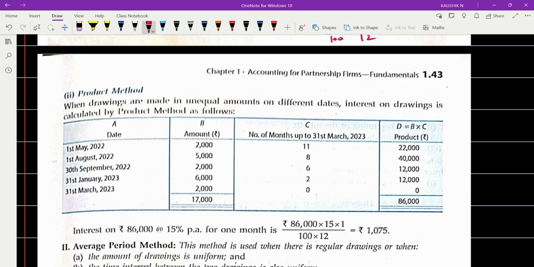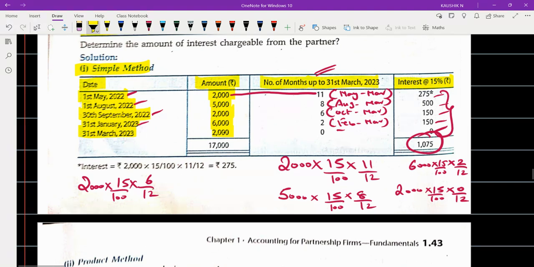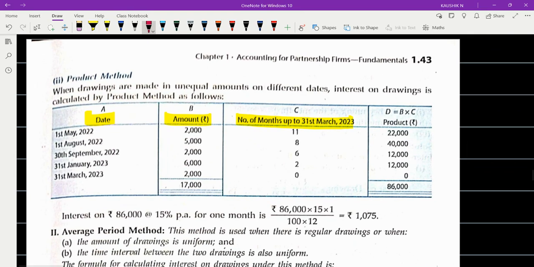Okay. So here you can see the product method. You have the first column as the date column, the second column the amount column, and the third column is the number of months up to 31st of March. That means the first three columns, what you used in the simple method, will be taken as they are. Only the fourth column will have a change, and it is marked as product.